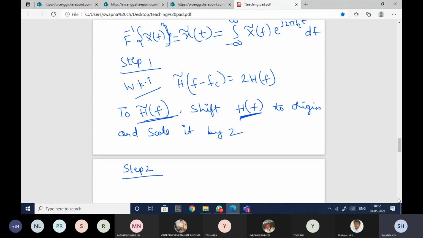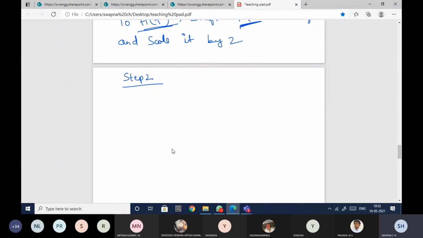Okay. Step 2. We'll go to step 2. What do I need to find? I need to find s tilde of f. In order to find s tilde of f, we can write s of t in terms of its canonical representation, which is s_I of t cos 2 pi fct minus s_Q of t sin 2 pi fct.